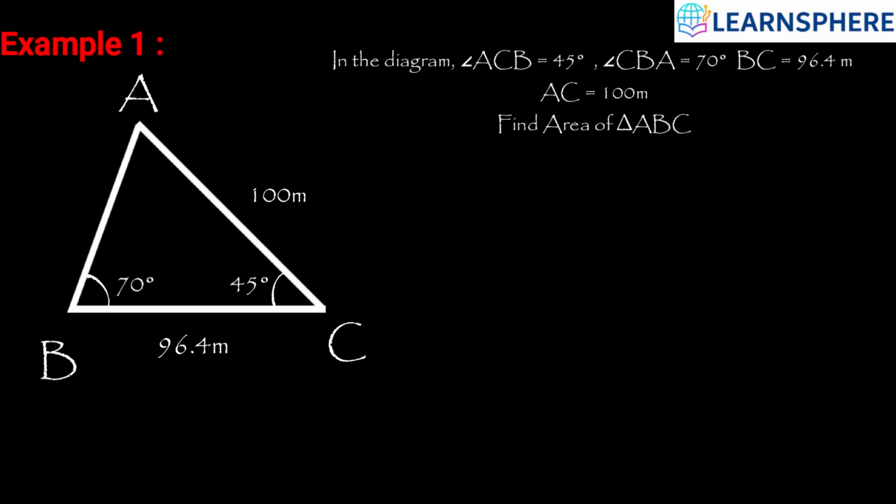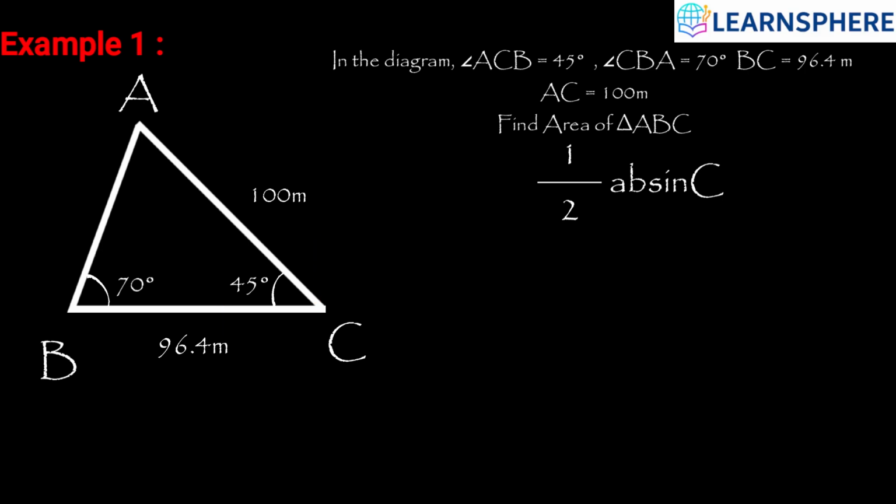So using trigonometry, we have the formula of half ab sine C as the formula for area, and we have to find two sides and one angle to be substituted into the formula. A rule of thumb is, we have to find an angle that is sandwiched between two sides. And based on the diagram, we can see that 45 degrees is sandwiched between 100 meters and 96.4 meters.